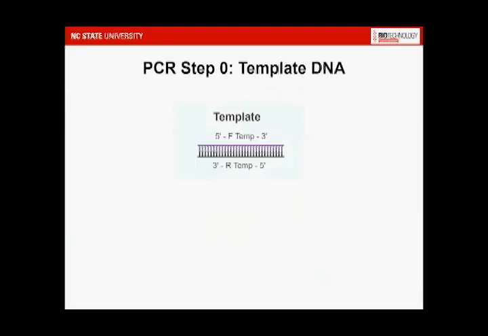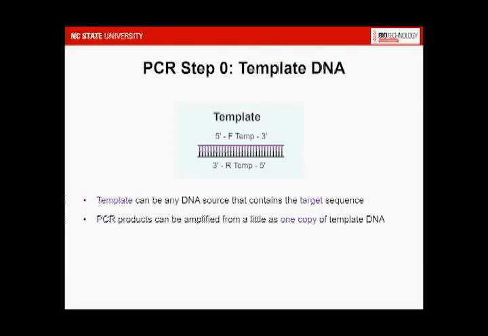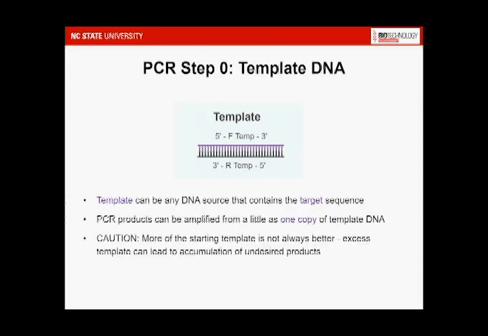The original template for PCR can be any source of DNA that contains the target sequence. As PCR product accumulates, this new DNA comprises most of the available template. A robust quantity of PCR product can be amplified from as little as 1 copy of the DNA template. But a word of caution about the starting template. More starting material is not always better. Excess template can actually lead to accumulation of undesired PCR products.